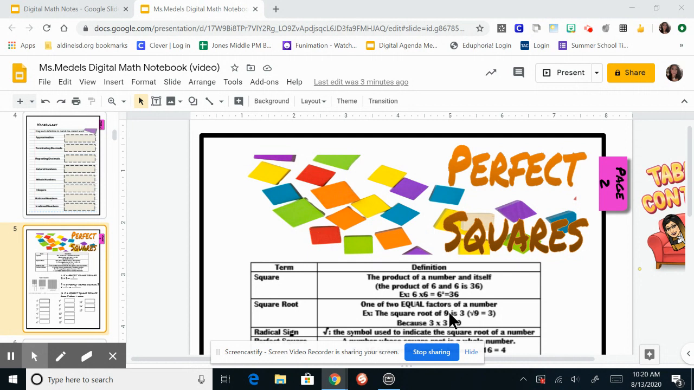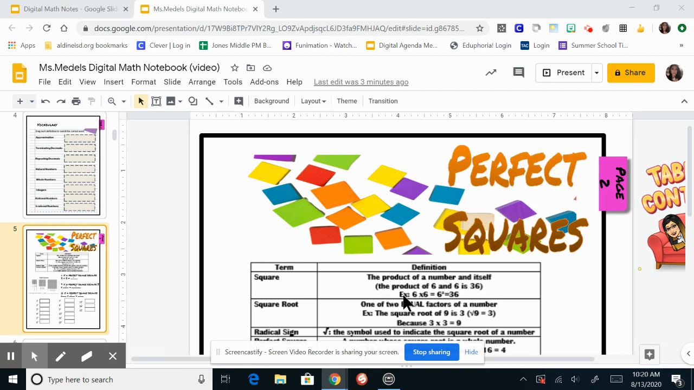Okay, so when we're talking about perfect squares, I want you to think of just that, a square. The thing that makes a square perfect is that all of its sides are equal. So keep that in mind. When we're talking about squares in this particular sense, the square is the product of a number and itself. So the product of 6 and 6 is 36.